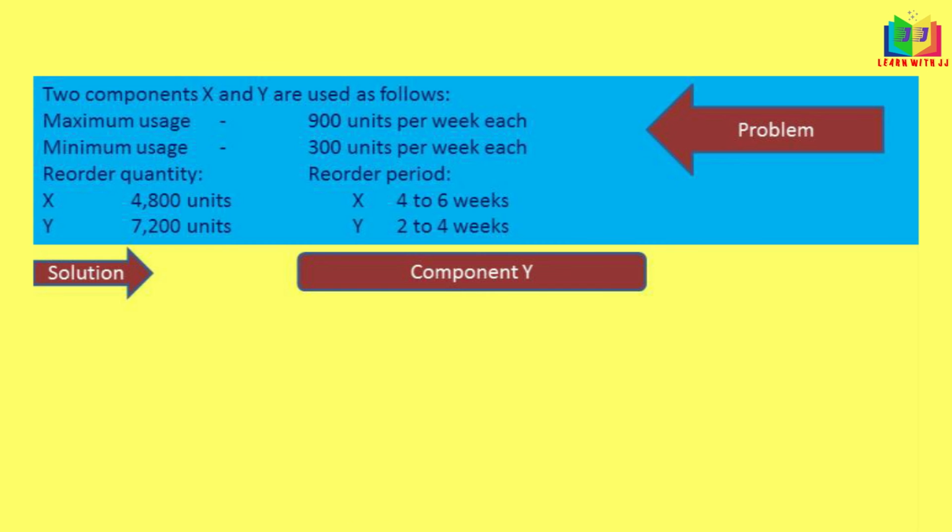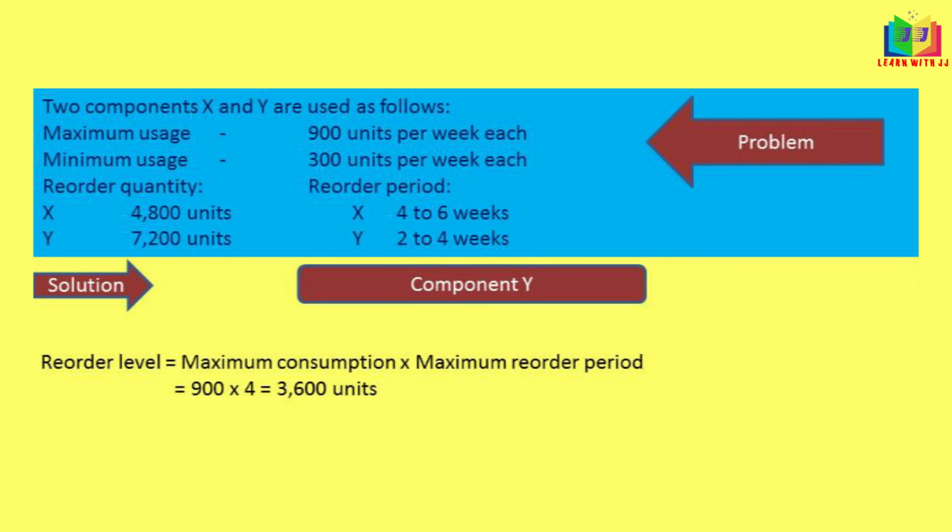Now we have to do it for component Y. The first one is reorder level. Reorder level equals maximum consumption into maximum reorder period. Here the maximum consumption is the same for both X and Y. So we can take that 900 units, and the maximum reorder period for Y is 4 weeks. So 900 into 4 is 3600.